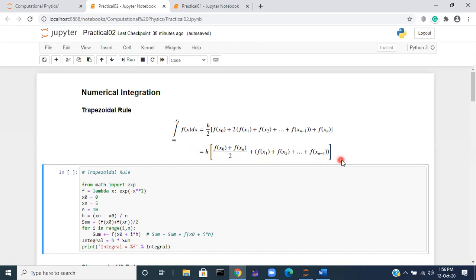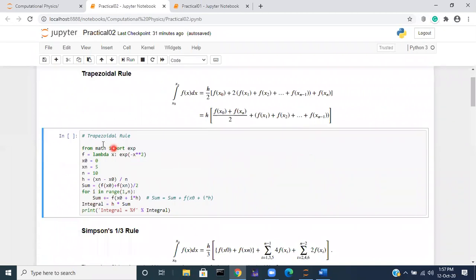So how do we write a Python program to evaluate this integral? Once the program is written, the Python program can evaluate this integral within a fraction of a second. So let us look at the program.